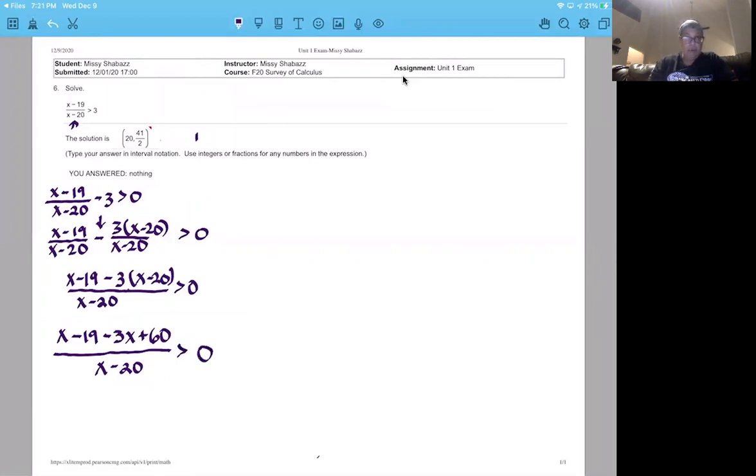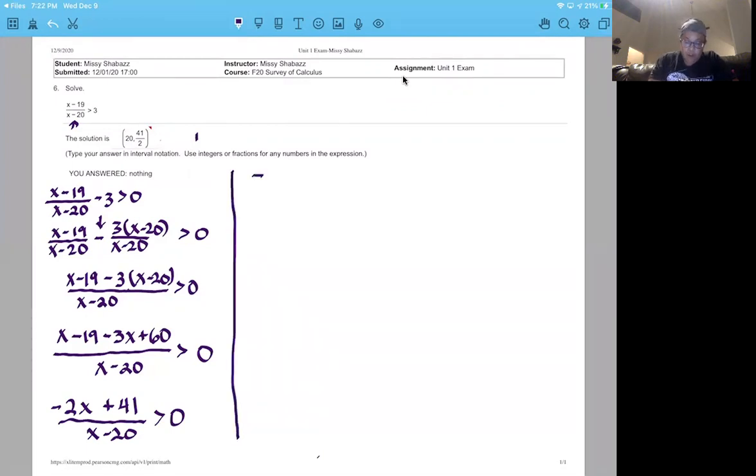And x minus 3x is going to give me a negative 2x, and 60 minus 19 gives me a 41, over x - 20. And then we say we have critical points where the denominator equals 0 and the numerator equals 0. Now this is completely different from the critical points we talk about with derivatives. But the critical numbers are where the numerator and the denominator equal 0, and that's what we're going to put on the number line.